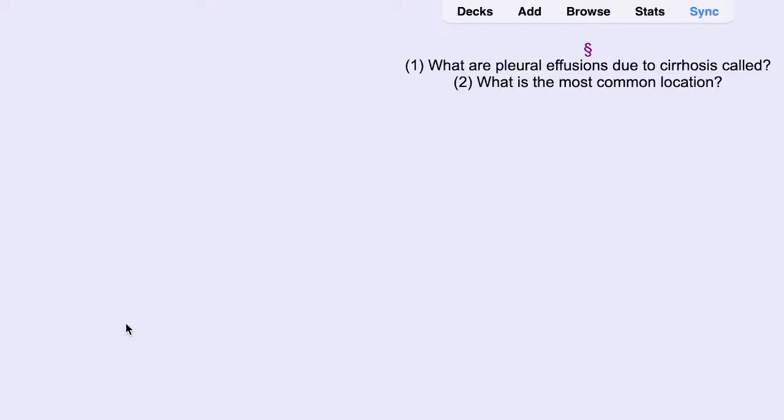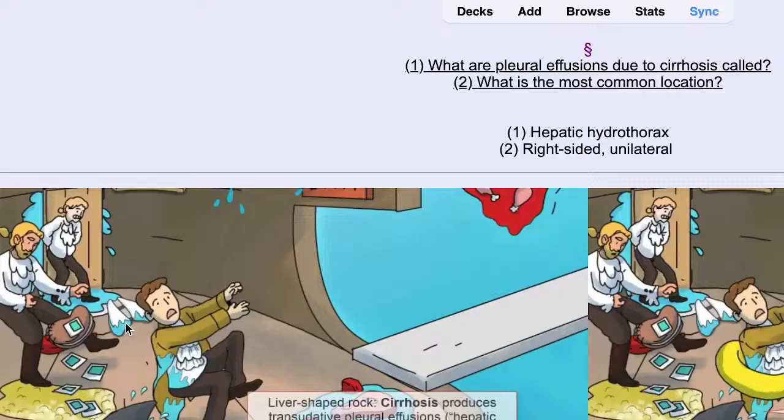Pleural effusion due to cirrhosis. What is that called? I don't know. Hepatic hydrothorax? Actually, that's not really true. Oh wait, I'm actually right. It is called hepatic hydrothorax. It's right side, and it's kind of unilateral. Hey, we're going there.